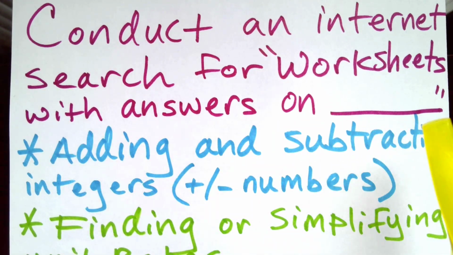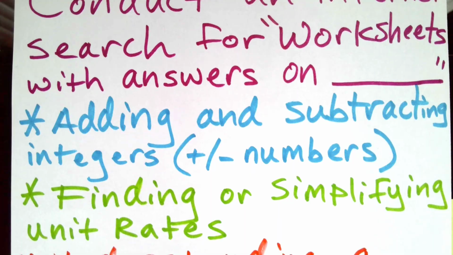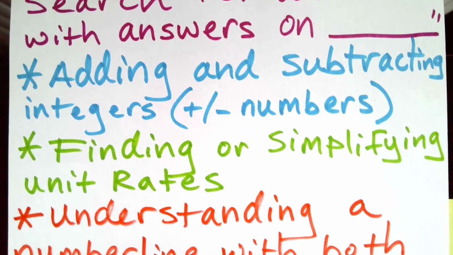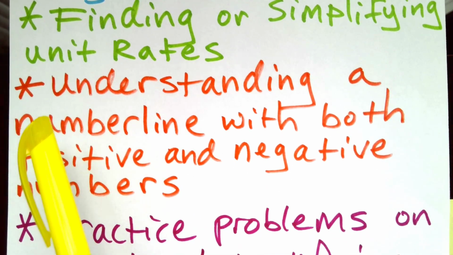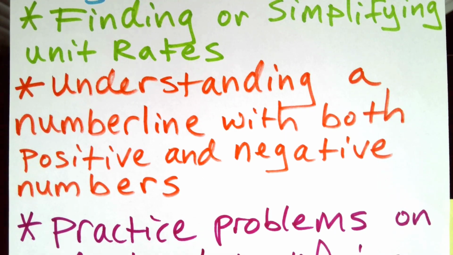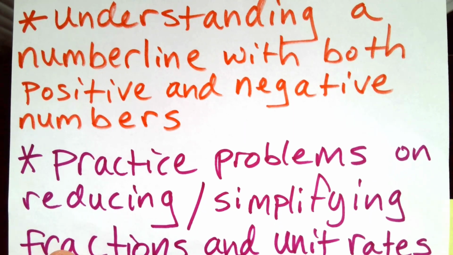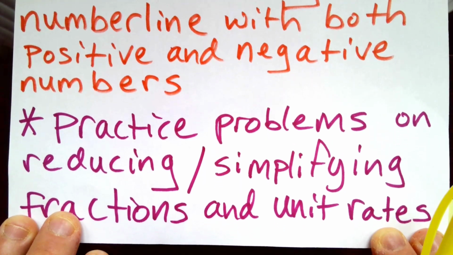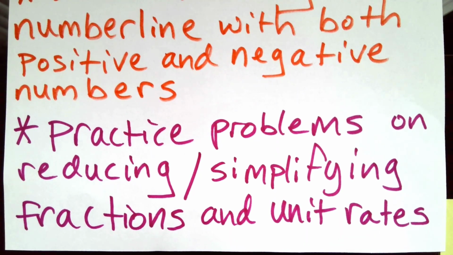So search for worksheets with answers on fill in the blanks, adding and subtracting integers. Those are positive and negative numbers. Finding or simplifying unit rates. Understanding a number line with both positive and negative numbers. I have created a bunch of videos on this. Please check out my videos on integers, both with number lines and without. I go over the rules of adding and subtracting positive and negative numbers. I also go over the rules for multiplying and dividing integers, right? And of course, practice problems on reducing, simplifying fractions and unit rates.